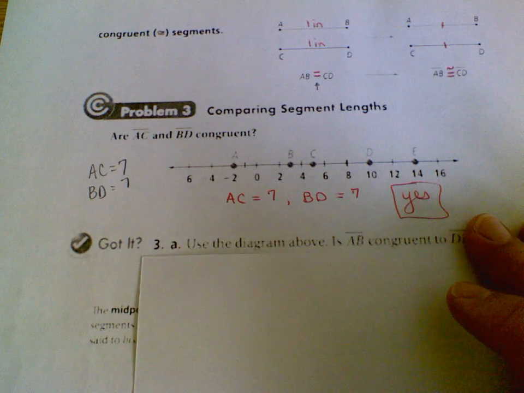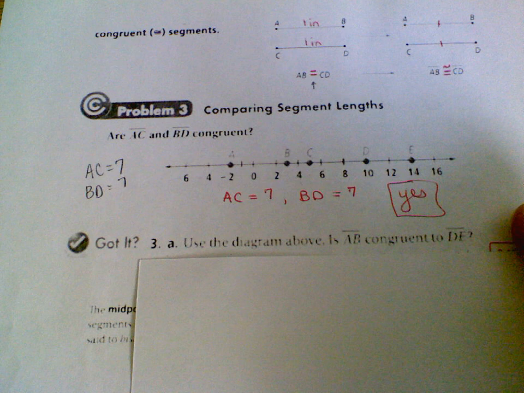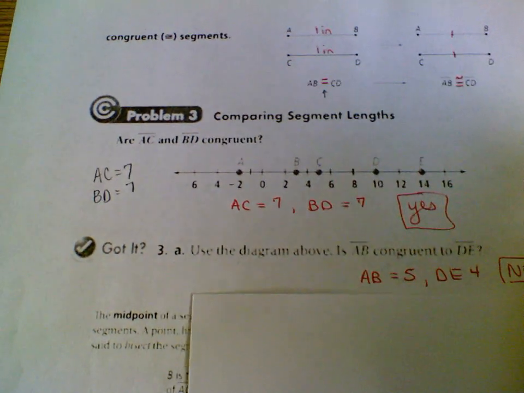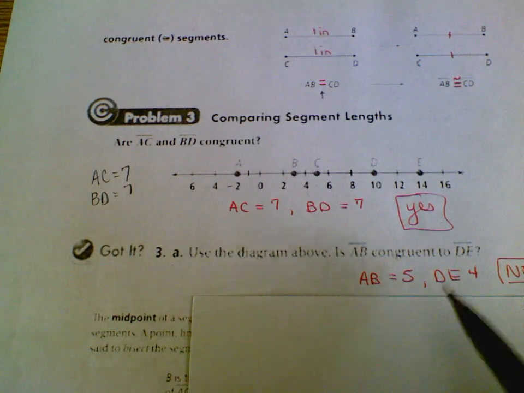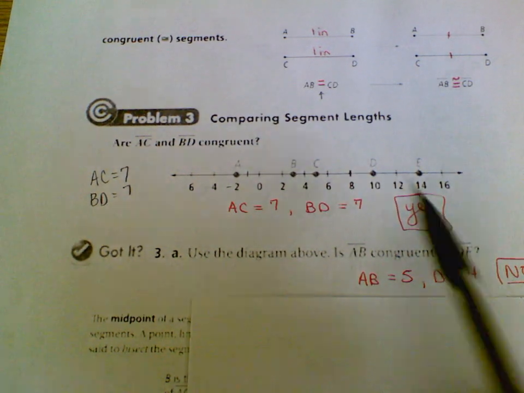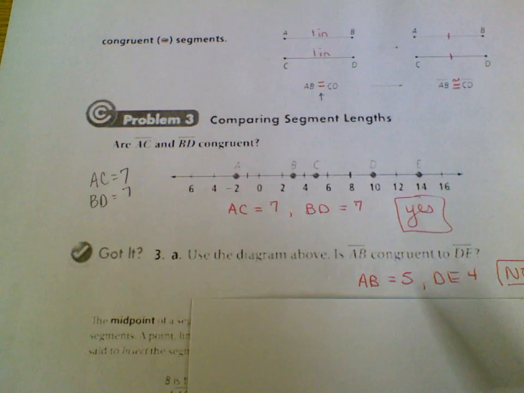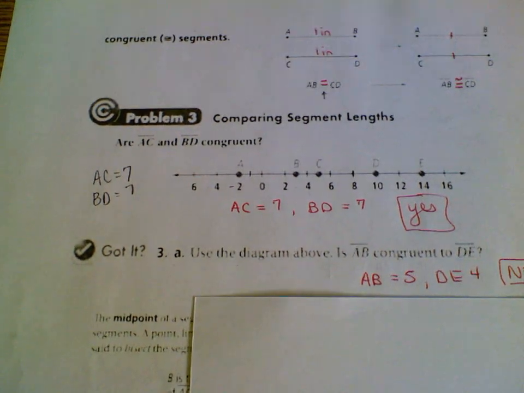Alright, in the got it question, it says use the diagram above and see if AB is congruent to DE. AB turns out to be 5 because it goes from -2 to 3. DE is 4, going from 10 to 14. So no, they are not congruent because they don't have equivalent distances.